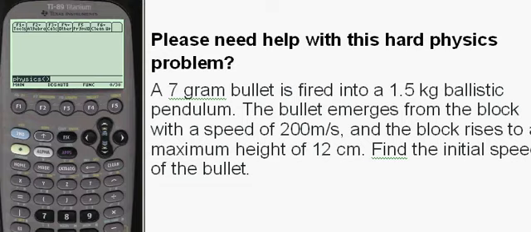Physics problem, you can see it here regarding a bullet. A 7-gram bullet is fired into a 1.5 kilogram ballistic pendulum. The bullet emerges from the block with a speed of 200 meters per second, and the block rises to a maximum height of 12 centimeters. Find the initial speed of the bullet.